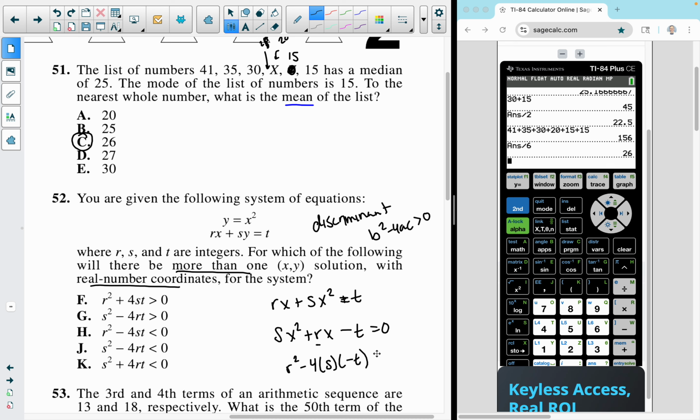So coming through here, it's got to be greater than 0, so I can get rid of H, J, and K. So it will be r squared. This one says plus 4st. Well, if we look at this, this is negative 4 and negative t. So that becomes positive 4st, greater than 0. So the answer is F.